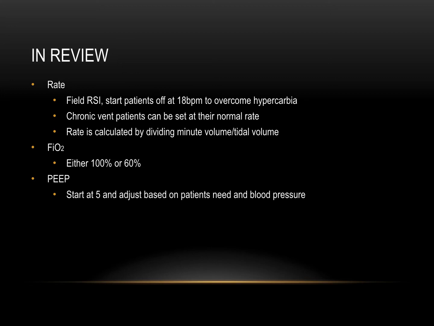FiO2, either 60 or 100%, based on the needs that you feel like they need at the time. We're going to start at a PEEP of 5. We're going to adjust based on blood pressure and their need, higher for chronic COPD patients, VQ mismatch patients, H1N1 patients, ARDS patients, all those patients with junk. Lower for our COPD patients.